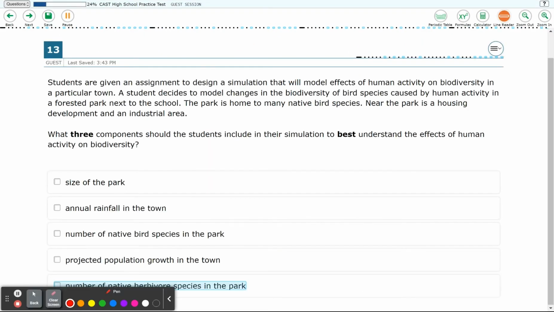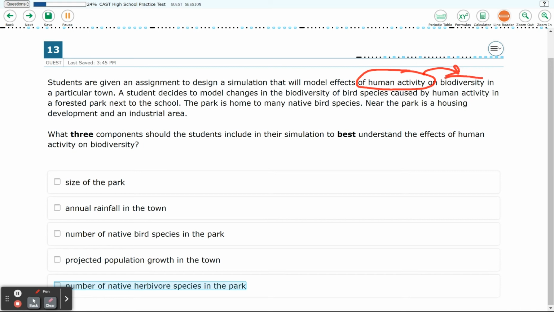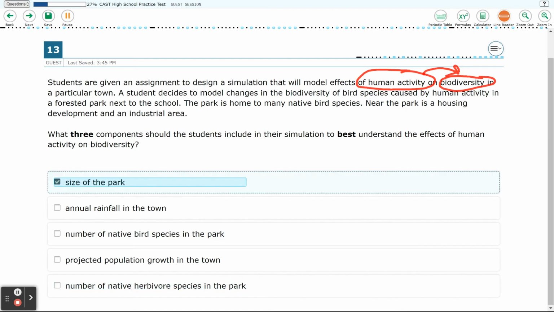All right, to understand this question, the first key thing that we have to notice is that we're designing a simulation that will model the effects of human activity on biodiversity. So we want to choose the three things that show how the human activity is affecting biodiversity. Well, size of the park, yeah, that seems reasonable. That would be part of seeing how much the humans impact the biodiversity, how close are they to houses, and so on.